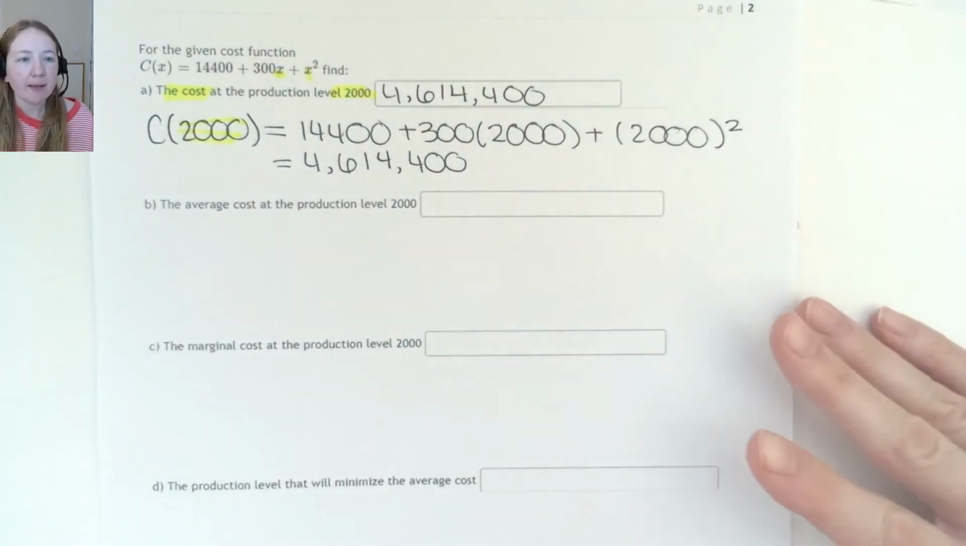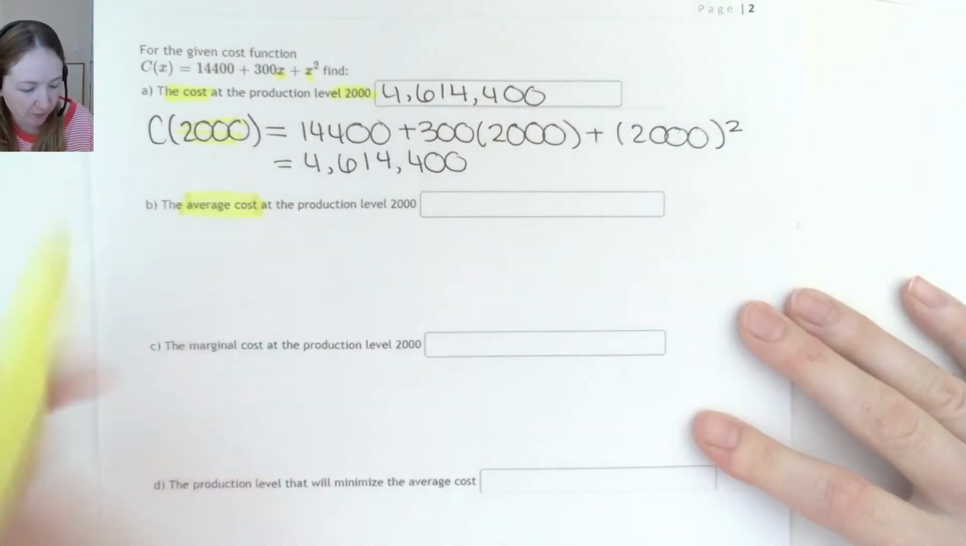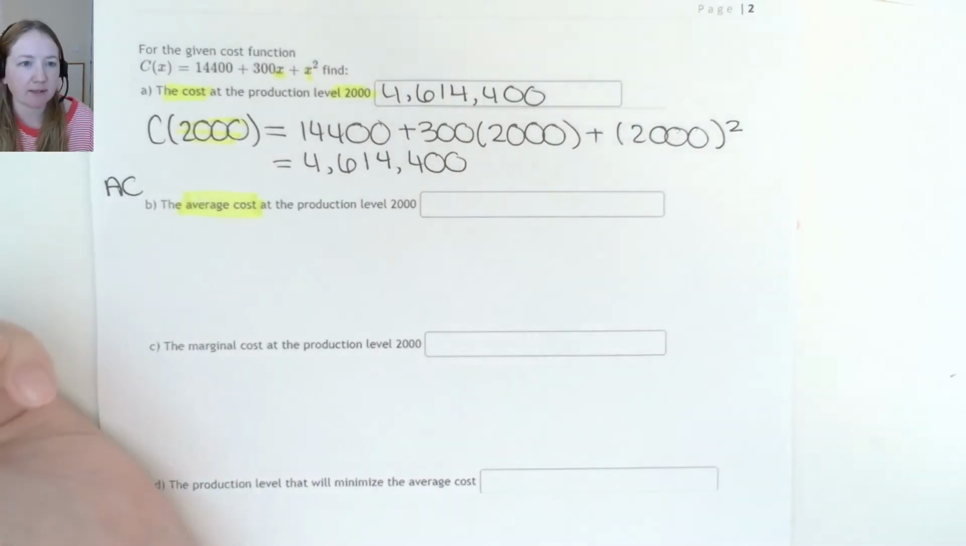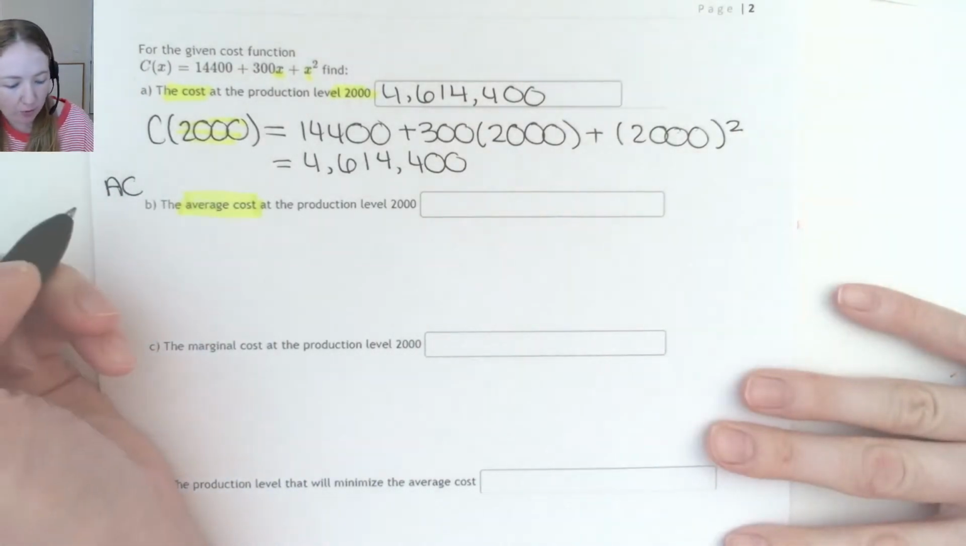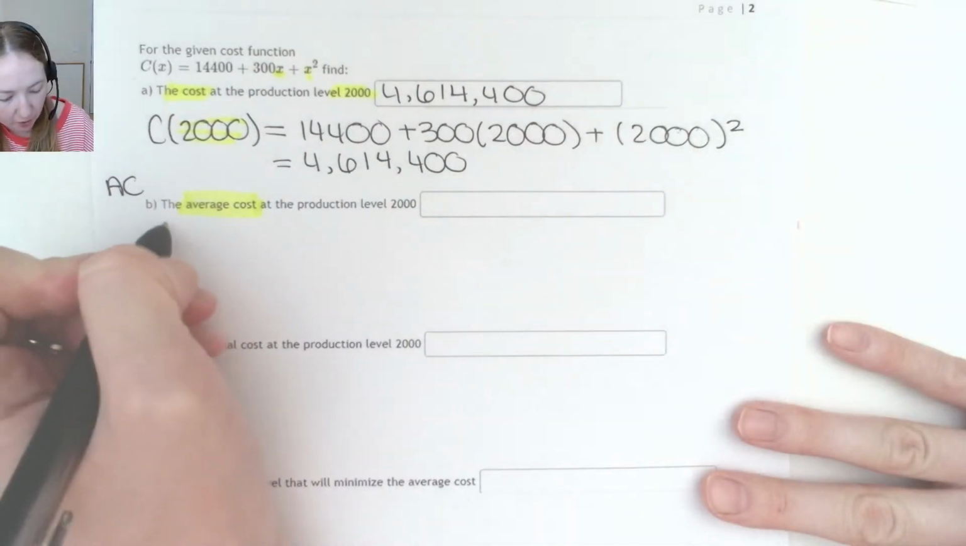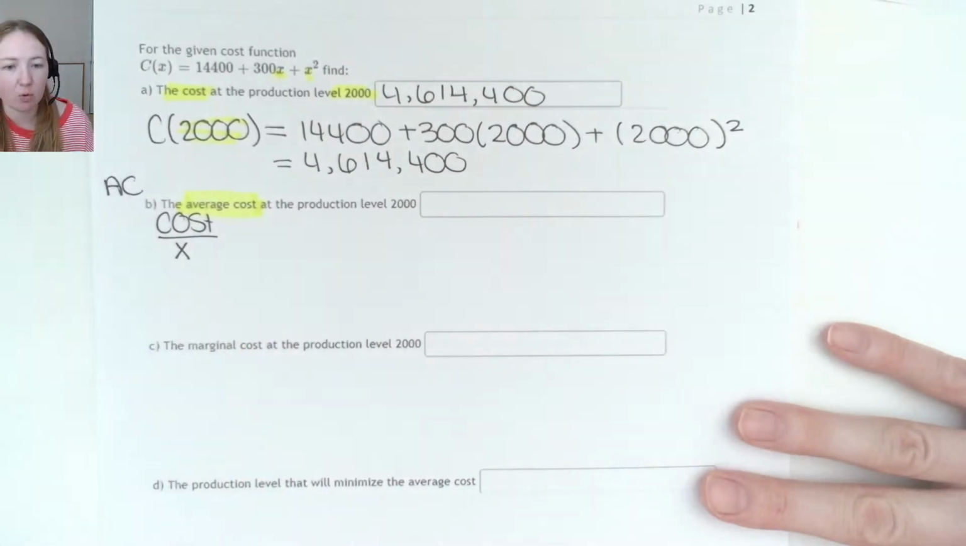Now, the second part of this is what is the average cost. There is a definition for average cost that we have seen before. Sometimes average cost is referred to as AC. They'll say like AC function equals, or sometimes C bar. You'll see both of those. But when you're talking about average cost, it is the cost divided by x, the quantity.